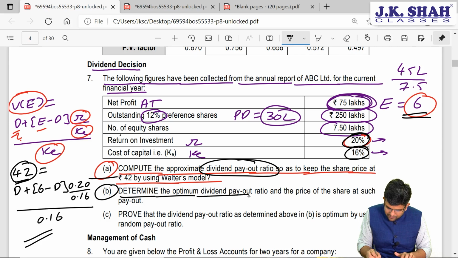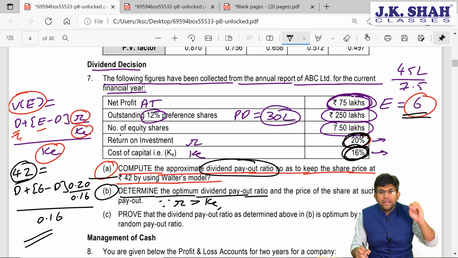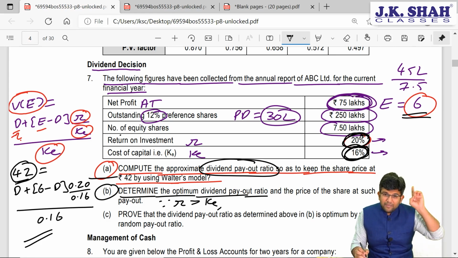Point number B. Determine the optimum dividend payout ratio. Now children, optimum dividend payout ratio, as you know, according to Walter, depends on the comparison between R and KE, correct? Here you can see that R is greater than KE. Since R is greater than KE, you must have been taught from Walter's model that the optimum dividend payout ratio should be 0%. If you take it as 0% payout, the value of equity according to Walter will be highest.